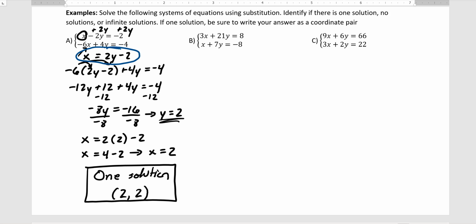Very good. Let's try letter B now. 3x plus 21y equals 8. x plus 7y equals negative 8. So I want to find a variable to isolate. Which of these variables would be the easiest to isolate?